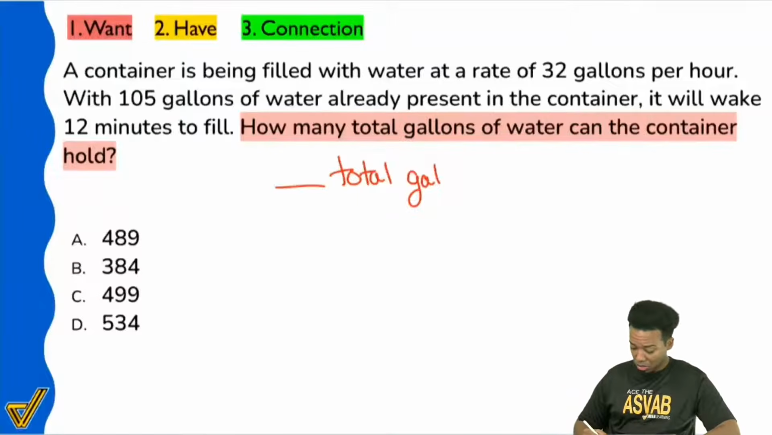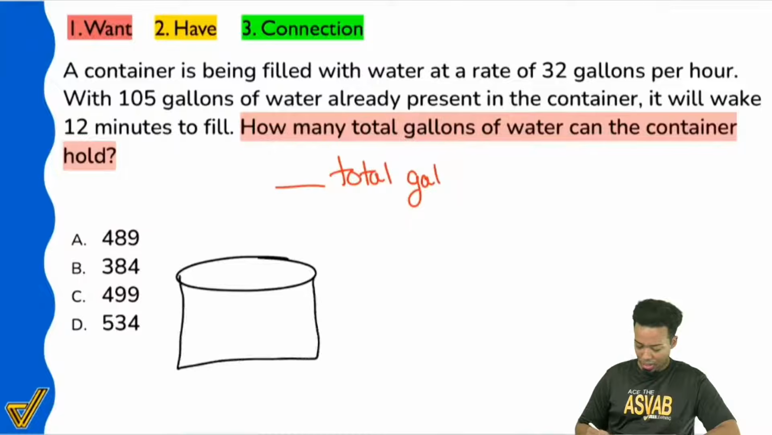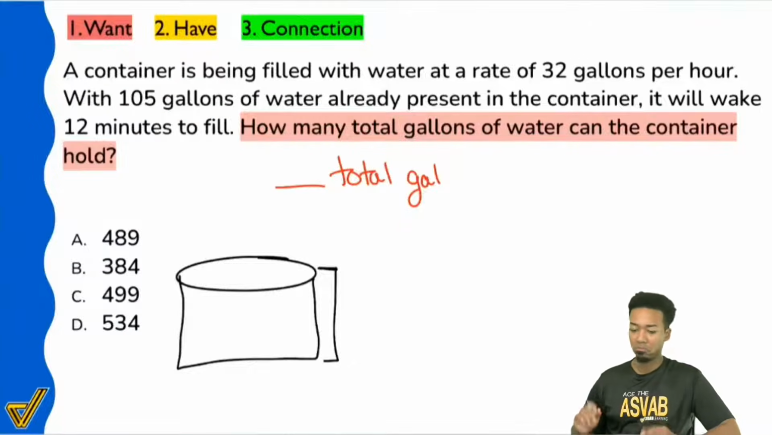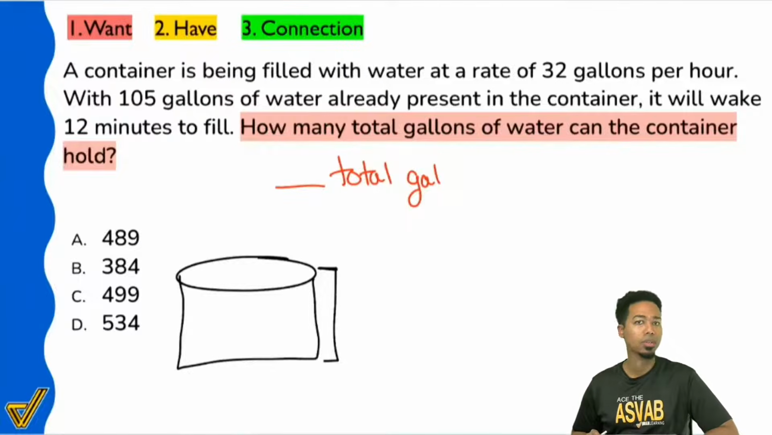Again, we're just trying to imagine this container and see, hey, how much is it at the top? How much total water can it fill with? Nice. So let's look at the information that we're given. What information are we given?